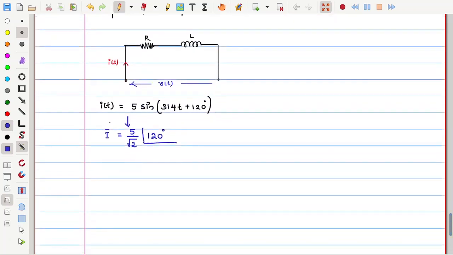If you want, you can simplify this 5 by root 2 also, no issue. So let us keep 3.53. So let us keep the timing as it is. Why? Because we need more accuracy. So next is voltage. V of t is given.